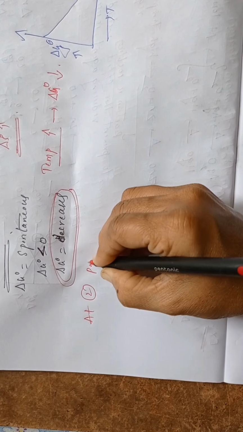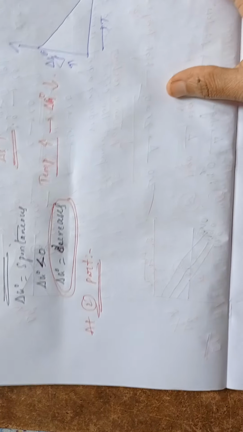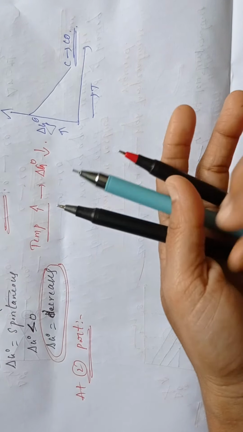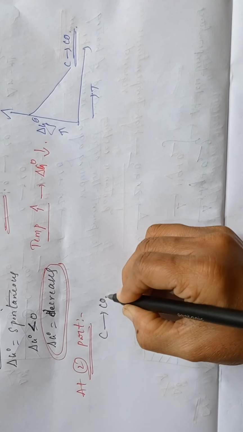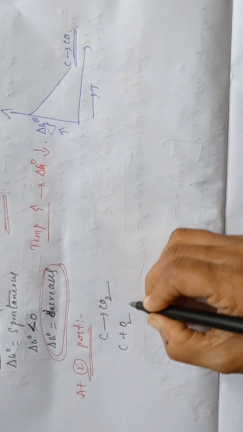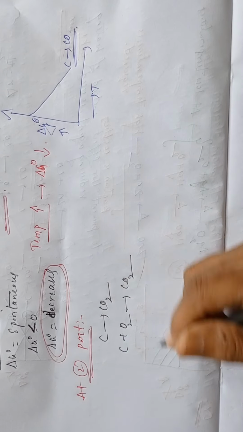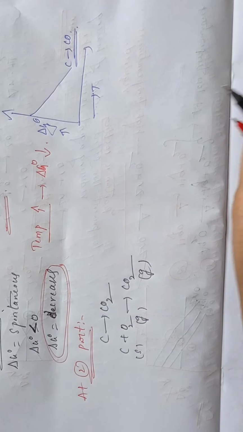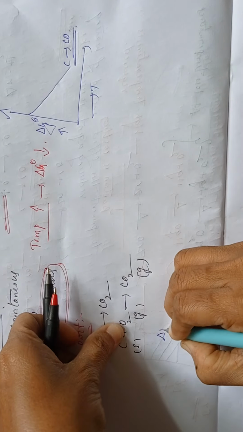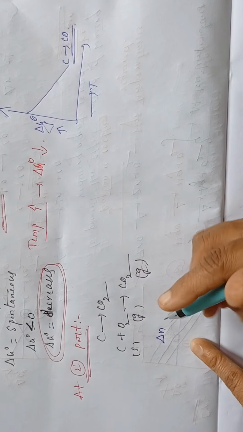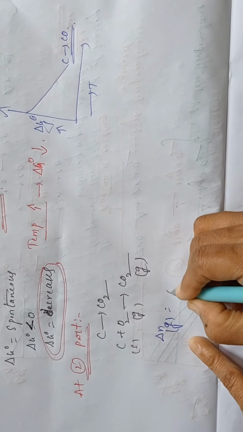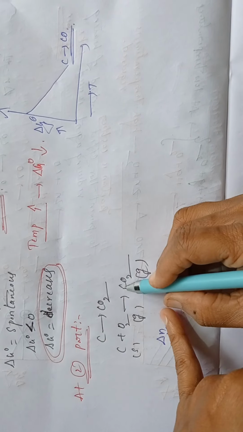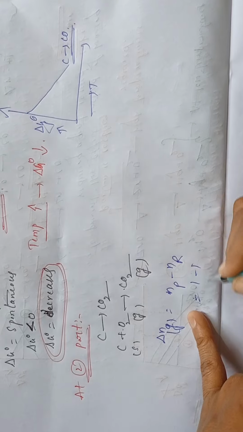At the second part, what is the reaction, students? C gives rise to CO2. How do you get CO2? When carbon combines with oxygen it produces CO2. This is solid, this is gas, this is gas. Now you calculate the number of moles, students. Delta N for gases is equal to the number of moles of products minus the number of moles of reactants. So products 1 here, 1 minus 1 is nothing but 0.